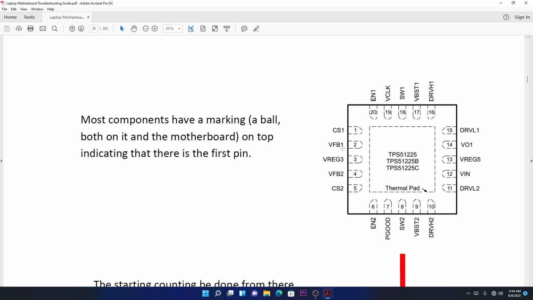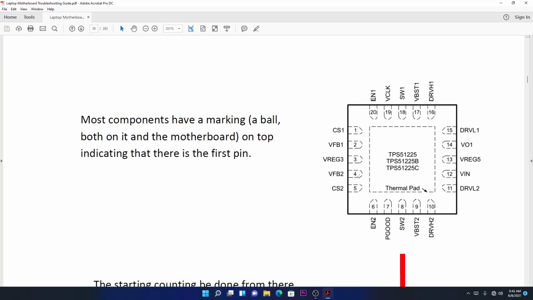There should be what? A signal, or a pin reporting back to the chip on whether the chip is generating the correct voltage or not. So where does the chip get the information from? From FB, from VFB. Sometimes it's named just FB, meaning feedback 1. VREG3, this is voltage regulator 3. Here you should get the 3.3 volts on this pin from voltage regulator 3.